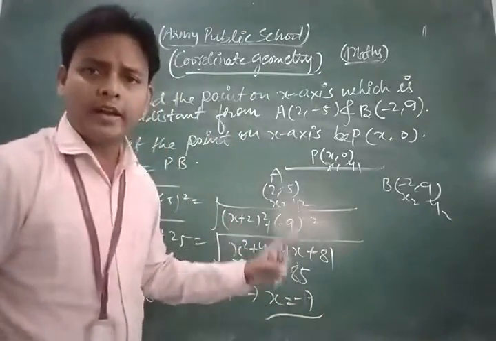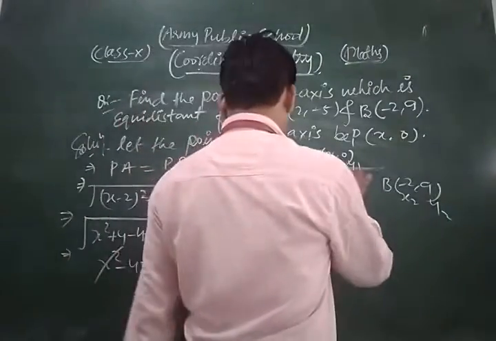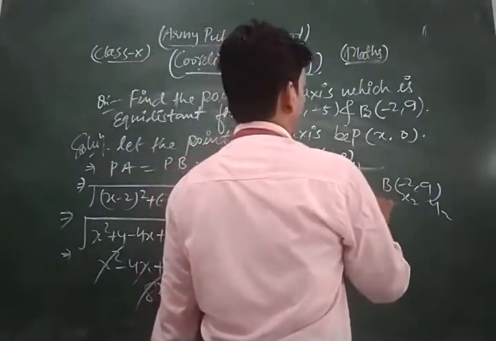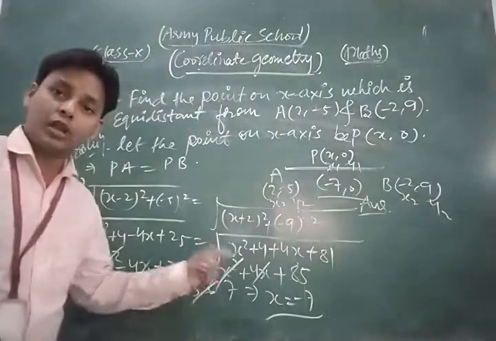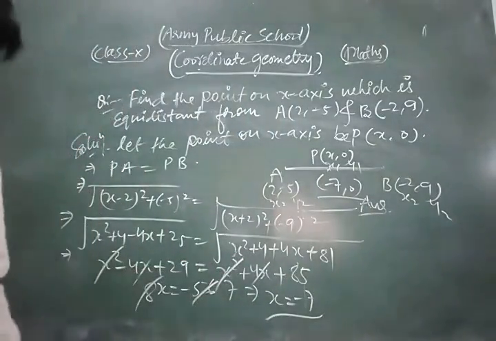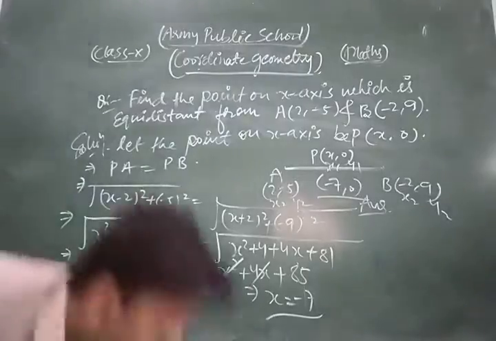Now the required point is minus 7 comma 0. This is the required point on the x-axis. So in this way, dear student, you can solve this type of question. Now we take some other important questions based on these topics. Let's see.